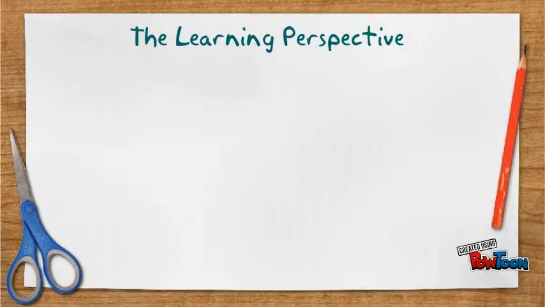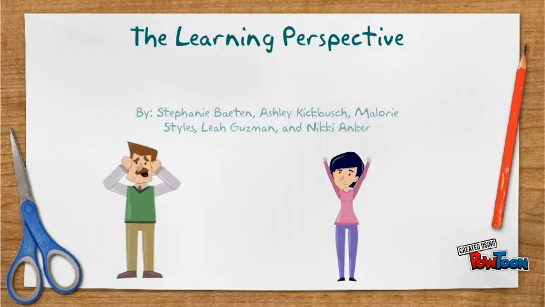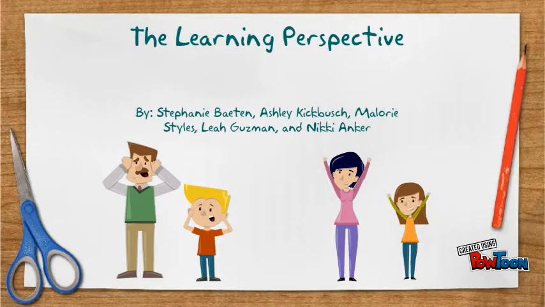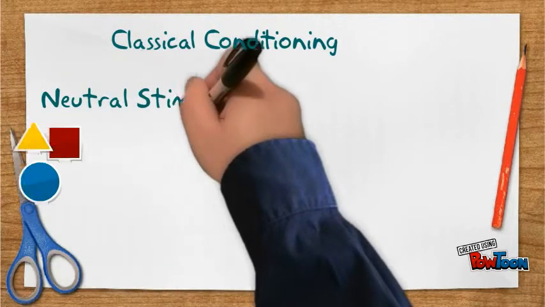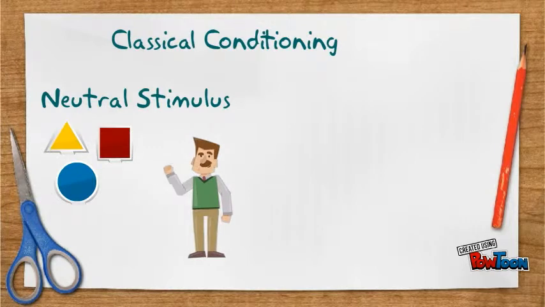The Learning Perspective, Chapter 10. Classical conditioning. This is the pairing of a neutral stimulus, color, sounds, and objects, with an unconditioned stimulus.